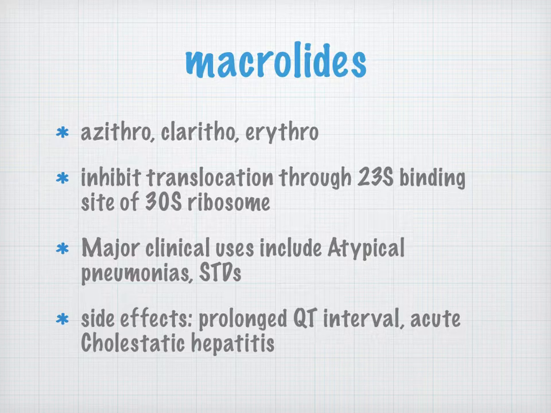Macrolides. Macrolides are azithro, clarithro, and erythromycin. They inhibit the translocation through the 23S binding site of the 50S ribosome. The major clinical uses include atypical pneumonias and STDs. The side effects are prolonged QT interval and acute cholestatic hepatitis.